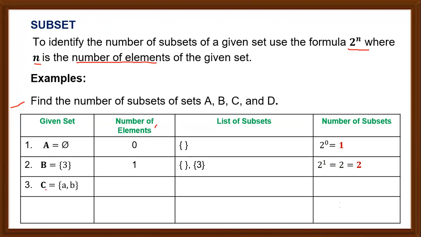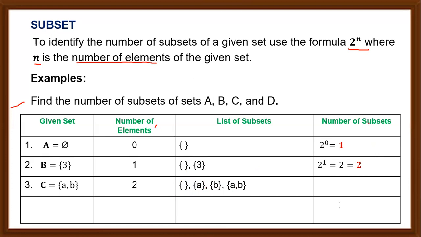Let's have number 3. Set C, the elements are A, B. Pag binilang ko yung number of elements, dalawa, yung A, B. List of subsets. Ililista mo ngayon siya. Okay, take note. In every set, empty set is always included. Kaya nandyan lagi yung empty natin. Tapos yung A, B, take note, separated by comma, enclosed by braces, single muna, then double. Yung A, B. Meaning to say, yan na yung list of subsets mo.